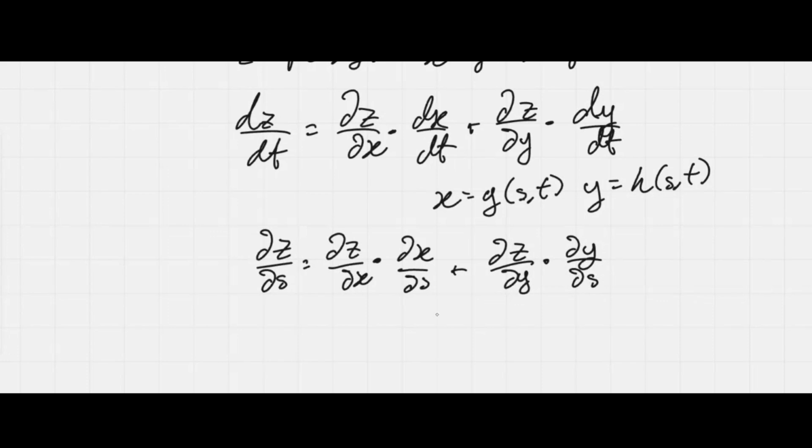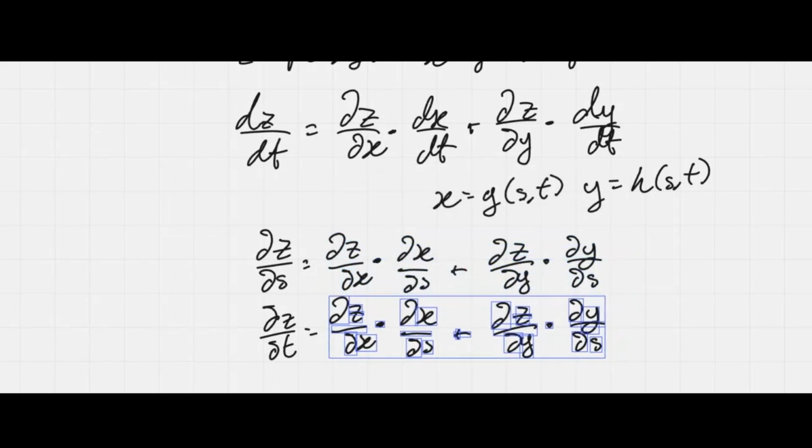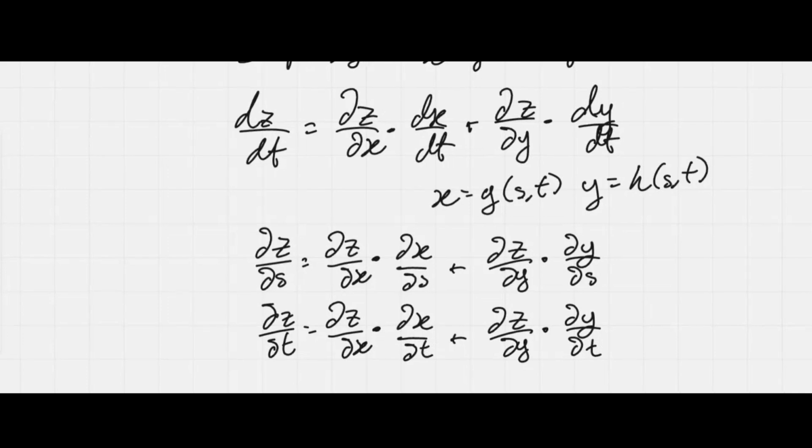In order to do that for t, the partial of z with respect to t, that's going to look very similar. In fact, I can copy this portion over here. I don't want to rewrite it again, but we can copy that portion here. And the only things we're really going to change are these variables. It's going to be the partial of z with respect to x multiplied by the partial of x with respect to t. That's going to be added to the partial of z with respect to y multiplied by the partial of y with respect to t.